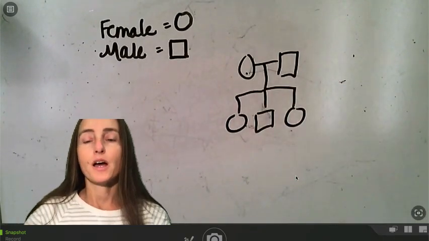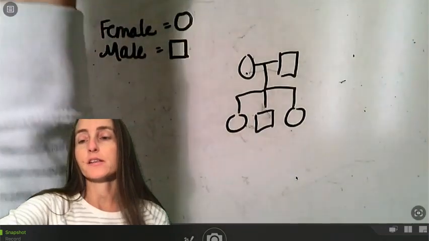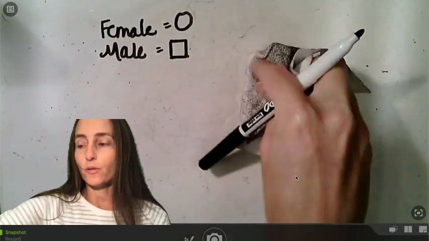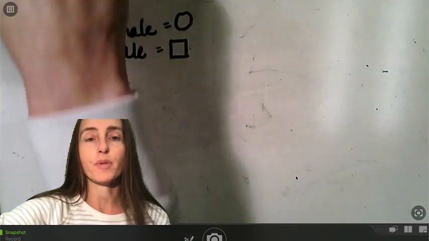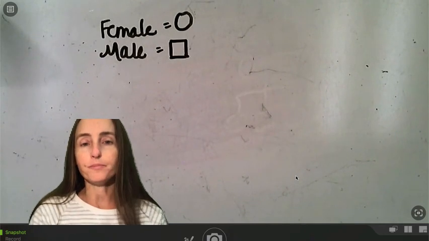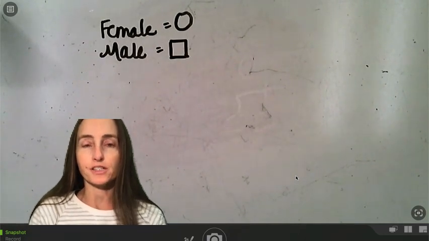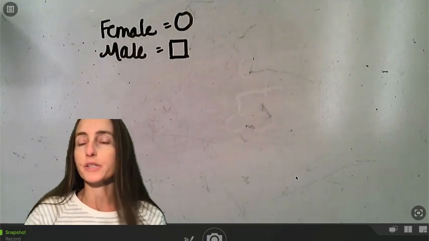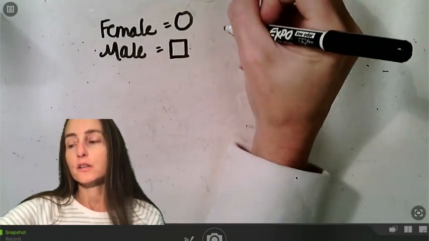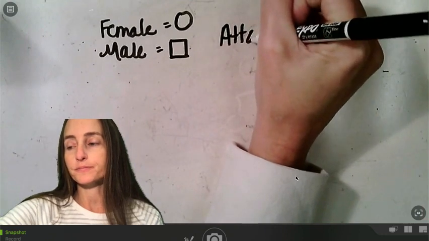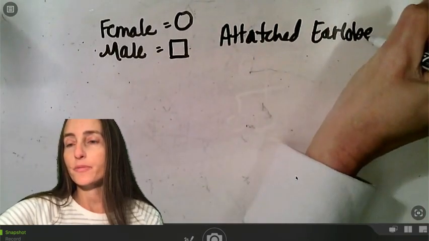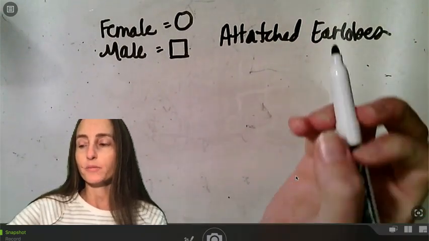If there is a trait, and you need to know this for sure, listen carefully: pedigrees never tell you if the trait is recessive or dominant or how it's inherited. It simply tells you if someone is affected or has a particular trait. So at the top of the pedigree, there might be a title like attached earlobes. If you have attached earlobes, then you would be affected by this trait.